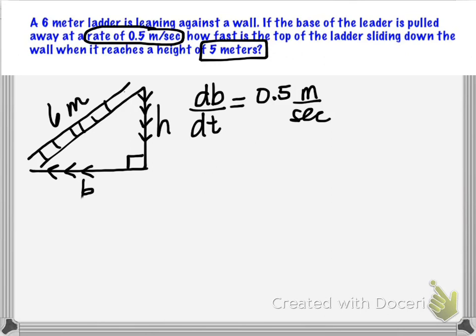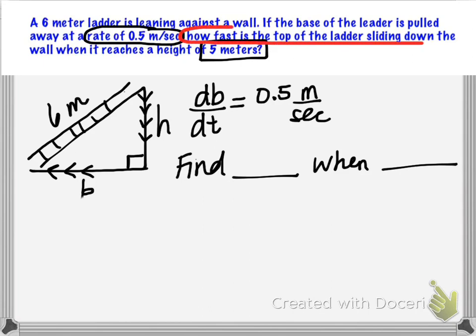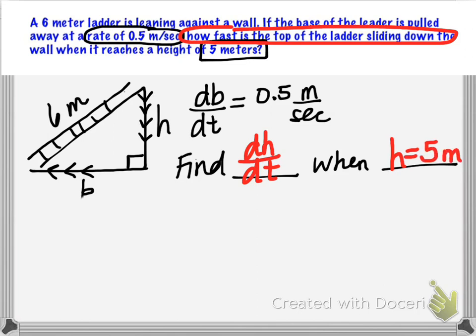Now we're ready to write down our find statement. And many times our find statement can be written in this form: find blank when blank. This is kind of an easy structure to begin with. So the problem says we want to find how fast the top of the ladder is sliding down the wall. So that's going to be a rate. That's the rate at which h is changing. So we will label that as dh/dt. So find dh/dt when the ladder reaches a height of 5 meters. In other words, when h is equal to 5 meters.